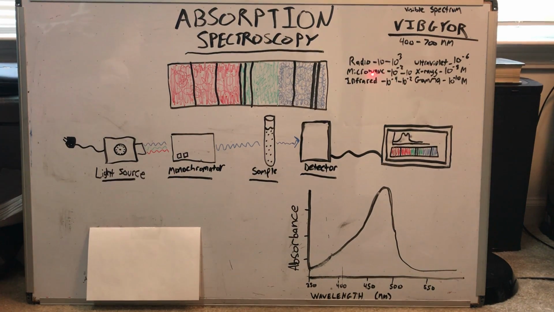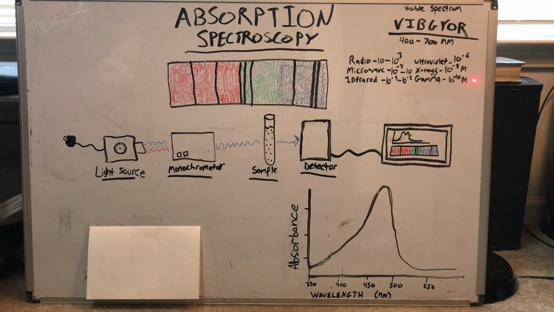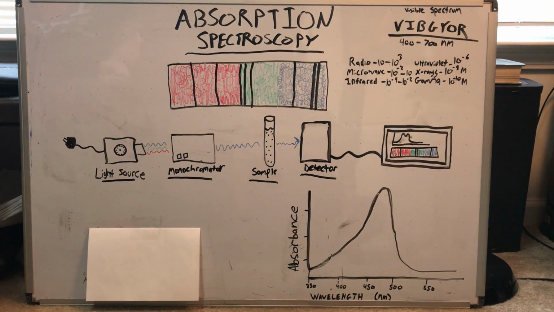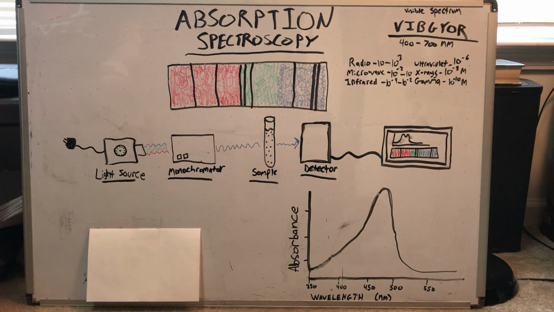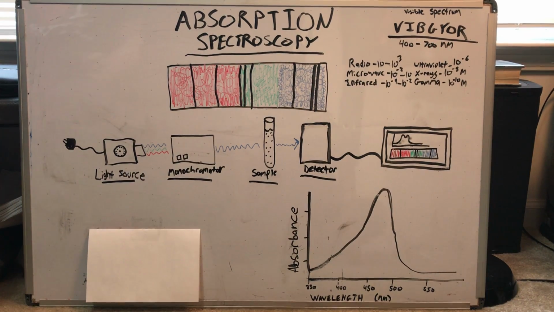Radio waves are anywhere from 10 to 1,000 meters in length, and gamma rays are 10 to the negative 10 meters in length, very small. Now, the visible portion of the spectrum, the ROY-G-BIV part that we can see with our eyes, exists in the middle of these two in the 400 to 700 nanometer range.